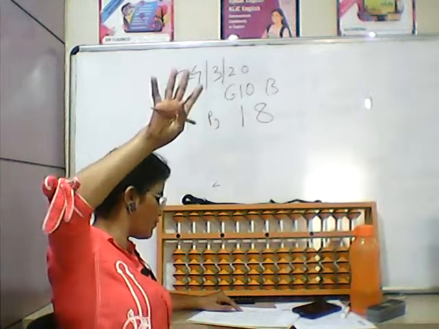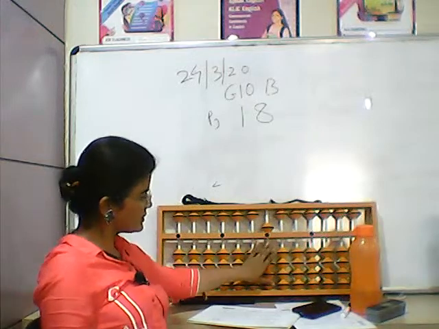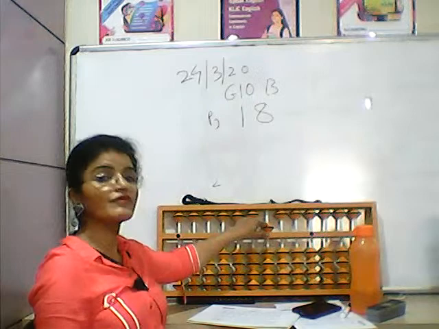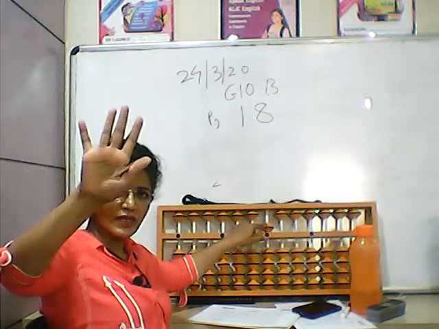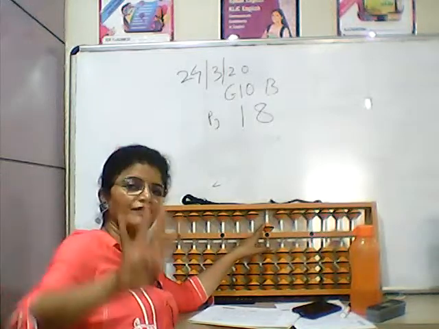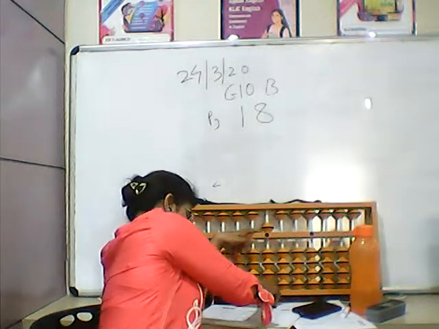Sum number 4. 5 upper lid, down, minus 1. Can we do minus 1 directly? No. Can we do minus 5? Yes. So take the help of 5. Show minus 1. 1 top red, plus 4, minus 5.